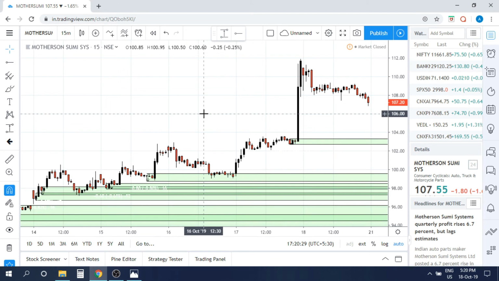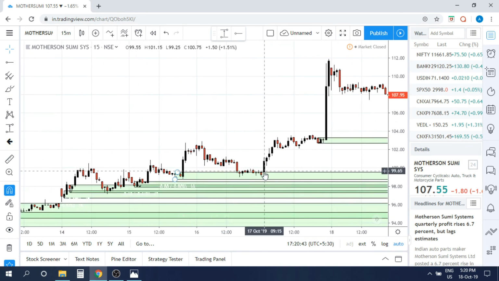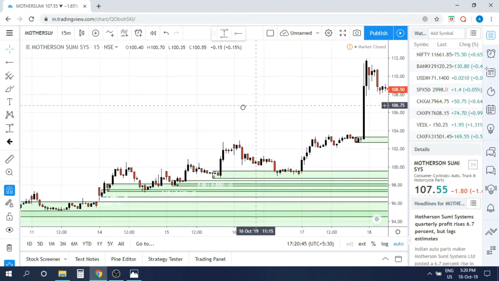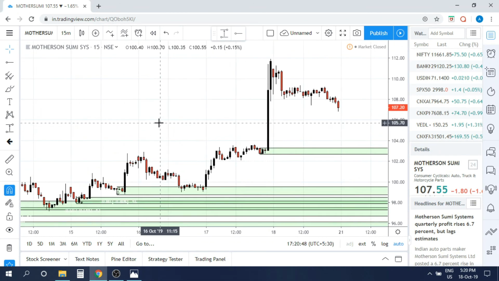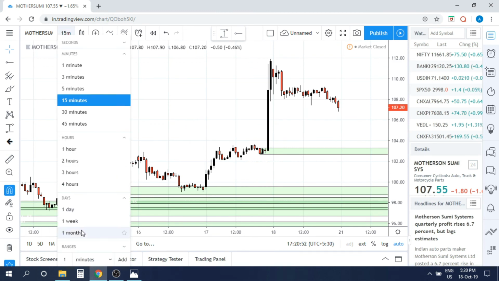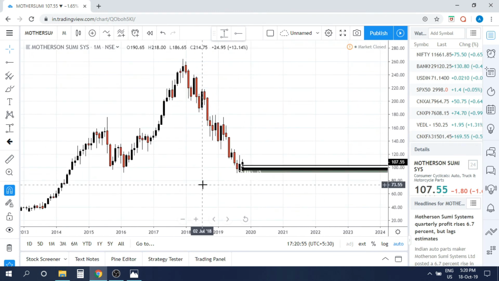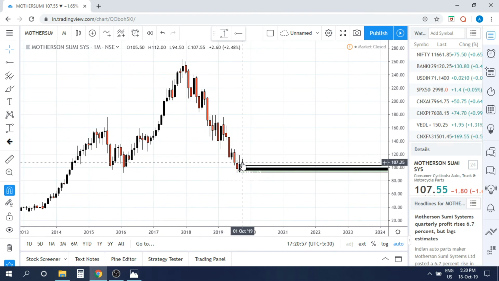But keep in mind, my friend, that the monthly and weekly picture is still having a downward bias. So even after creating so many demand zones on the 15-minute time frame, where you could have initiated longs over here, over here, over here, right, as per your trade plan, on the monthly, it's still respecting the supply, right? The supply is still being held. So I could not say that Motherson Sumi is now turning on the upside.